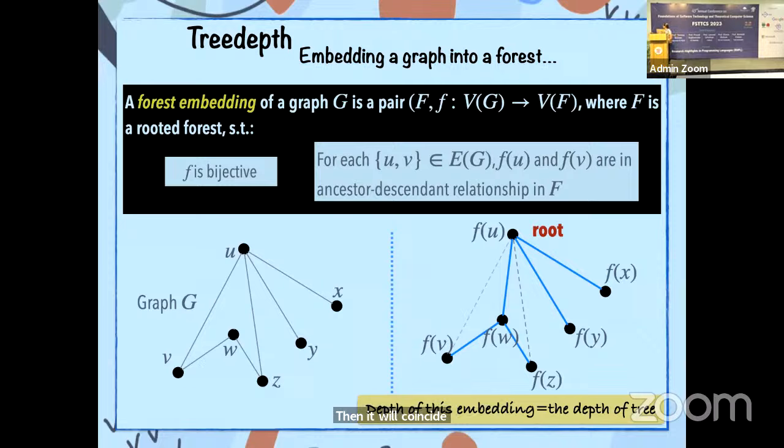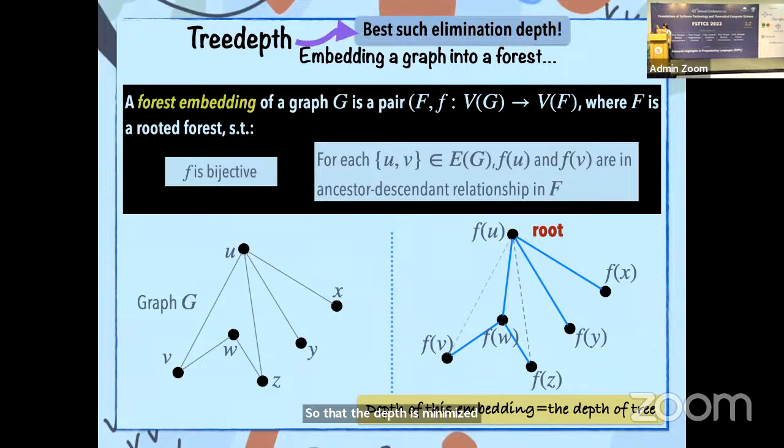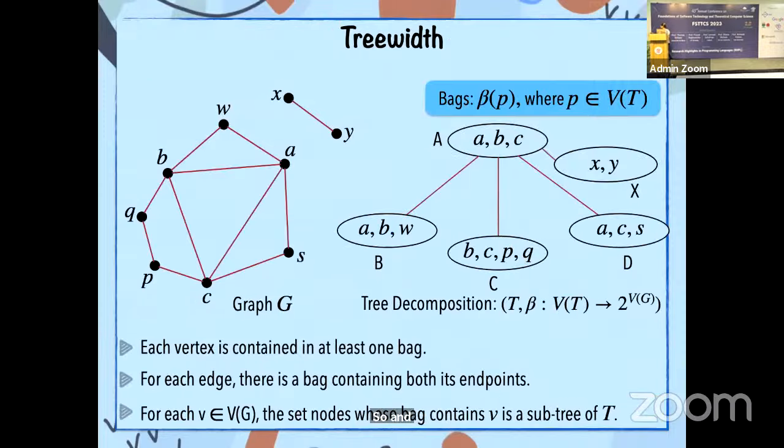Okay, and your objective will be to find such a tree, or you can also have a forest, but it varies just by plus one, okay? So the goal is to find such a tree or forest, based on what you fix, so that the depth is minimized. And yeah, here the best such F is the elimination. So now we'll understand what tree width of a graph is.